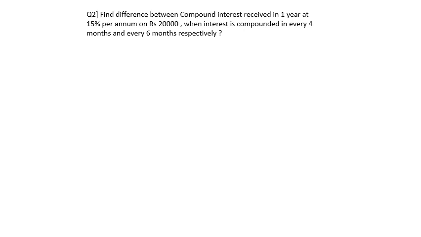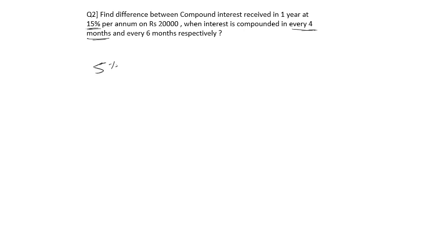Okay, first, 15% is per annum. First case, interest is compounded every 4 months. How many 4-month periods are there in 1 year? 3 four-month periods. For 12 months, that is 1 year, you have 15%. So in 4 months the rate will be 5%, isn't it?